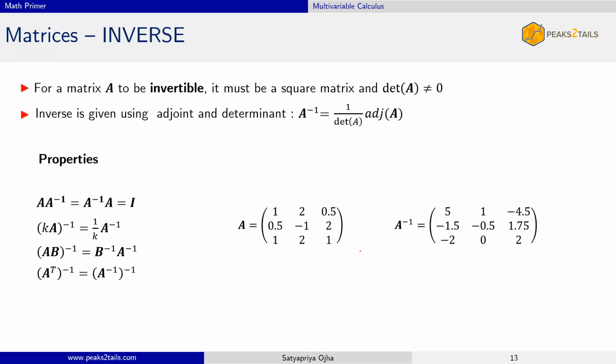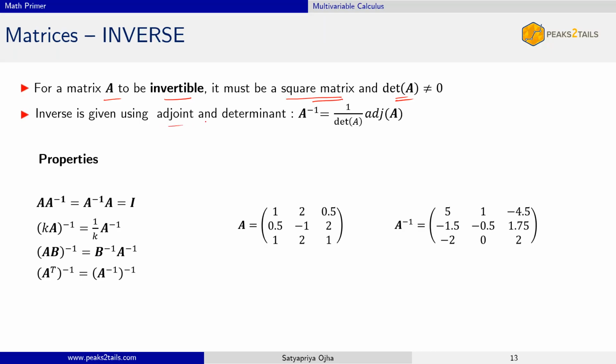Inverse of a matrix, extremely useful operation. You need it pretty much everywhere. Now, all matrices are not invertible. First and foremost, for a matrix A to be invertible, it must be a square matrix. And determinant of A must not be 0. It should be something other than 0, and it has to be a square matrix. Only then A is invertible. Or you can say the inverse exists if the matrix is square and the determinant is non-zero.